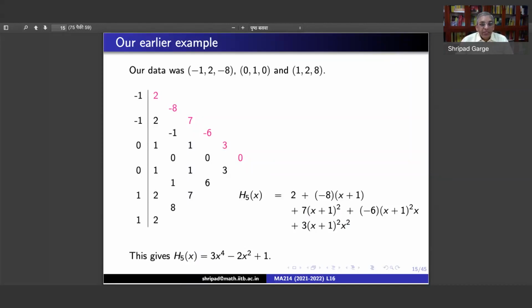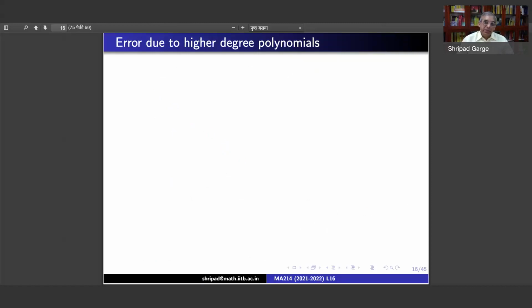Just for fun, you may want to compute this in another way. For instance, you may start from 1, then go to minus 1, then 7, then minus 6, minus 3, and 0. You may multiply these numbers by suitable linear factors, and check whether it gives you the correct Hermite polynomial. Okay, so once we have done this, there is something that we have to note.